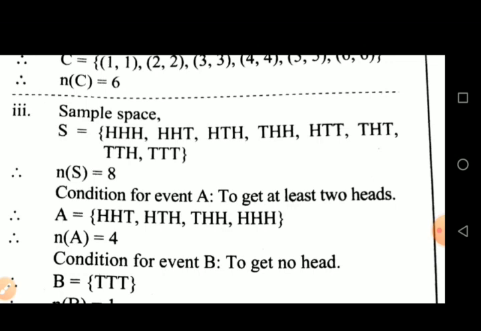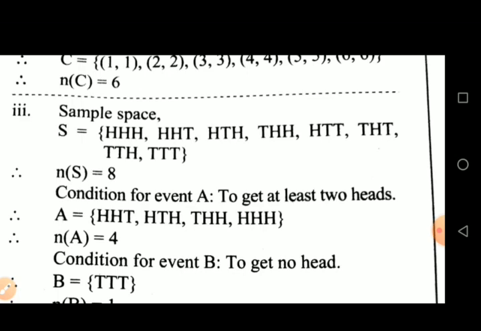HHH. In the last result, 3 heads are there, but the requirement is of minimum 2. That's why no problem. Then this sample point is applicable for this event. Number of A is equal to 4.